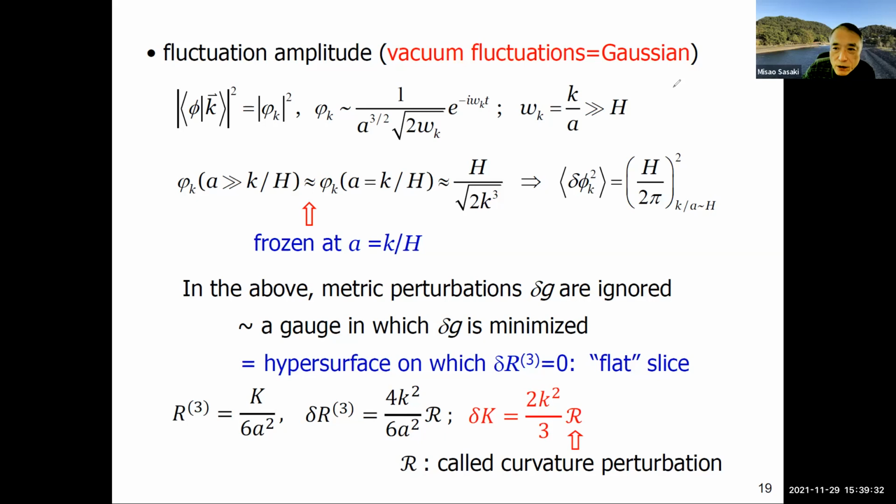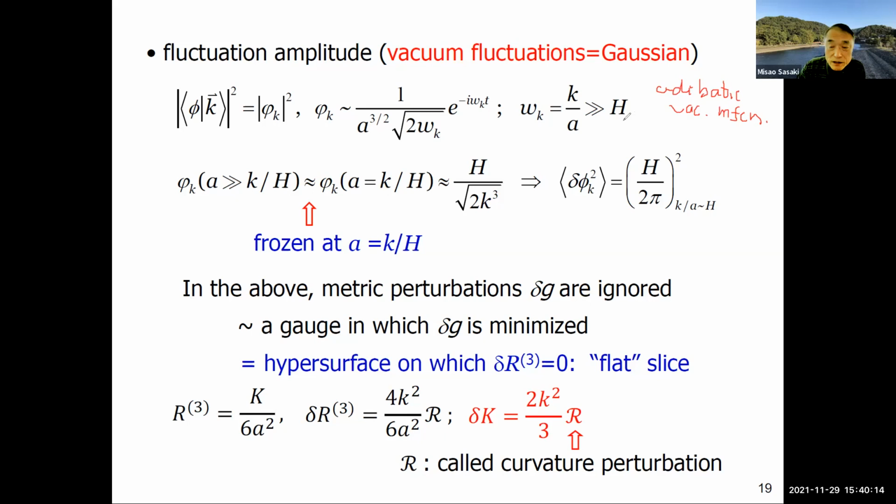So I cannot write very well. Adiabatic vacuum mode function. Anyway, apart from the scale factor dependence, this is exactly what you have in flat space. Now, this is valid when the effective frequency omega, k over a, is much greater than Hubble, so that the expansion of the universe can be ignored.